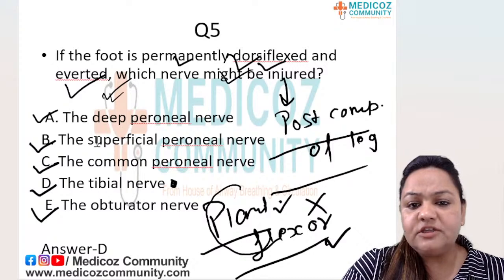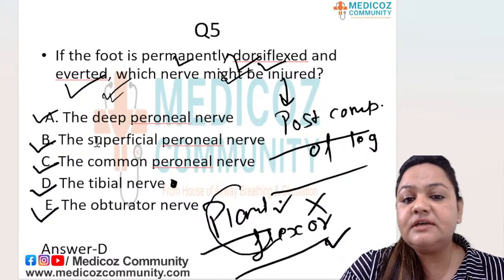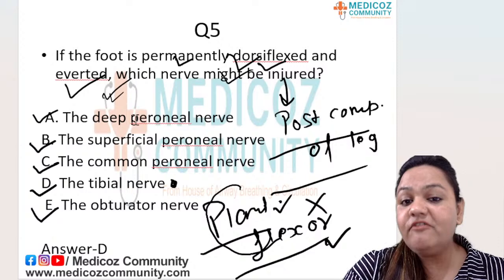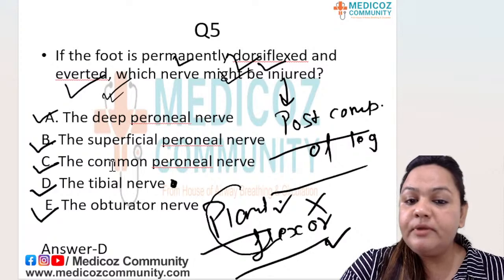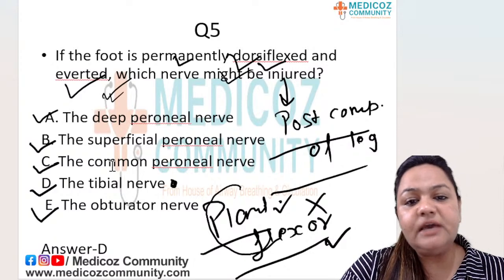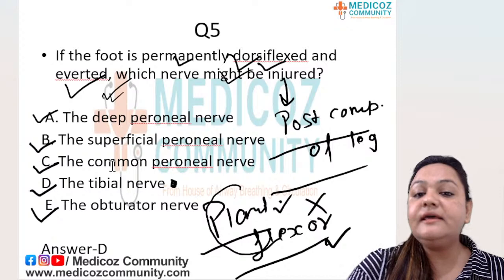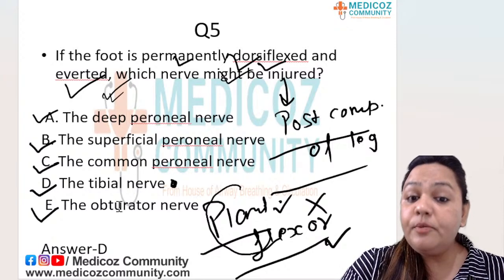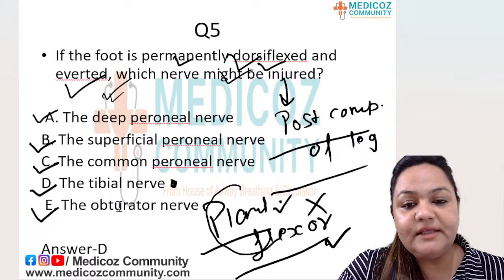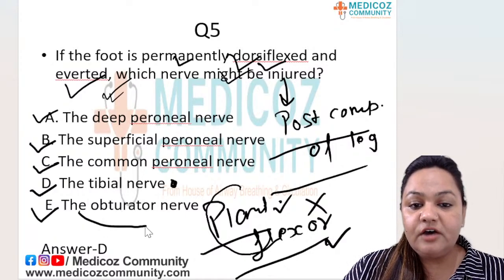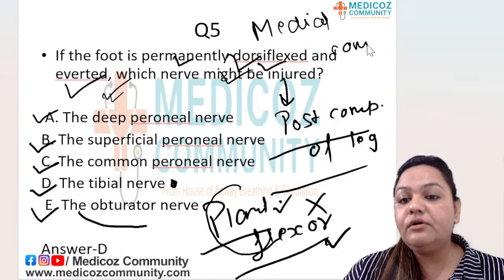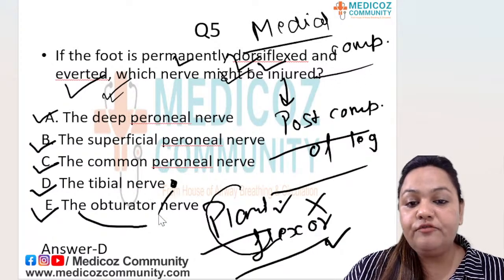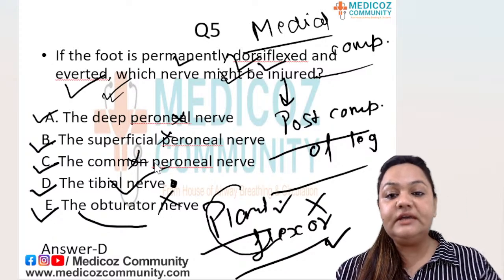The deep peroneal nerve and the superficial peroneal nerve cannot be the answer, because the superficial peroneal nerve is a cutaneous nerve, and the deep peroneal nerve supplies the muscles of the anterior compartment. The common peroneal nerve again divides into deep and superficial, which are related to the anterior and lateral compartments of your leg. The obturator nerve cannot be the answer because it supplies the muscles of the medial compartment of the thigh. So all these are out from our options, and we have the answer here, which is the tibial nerve.